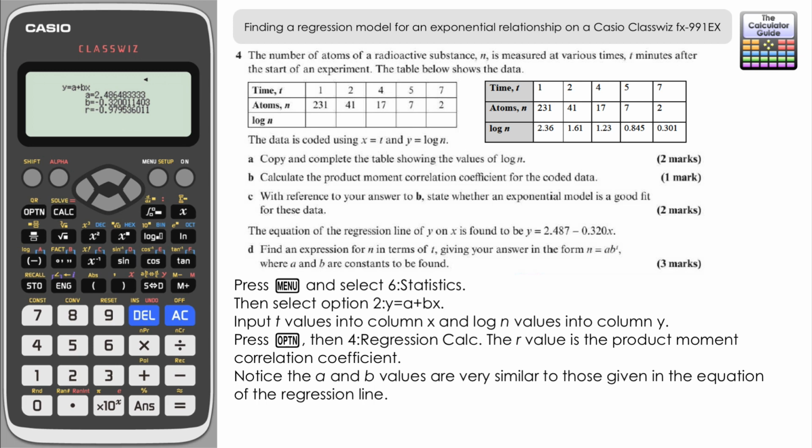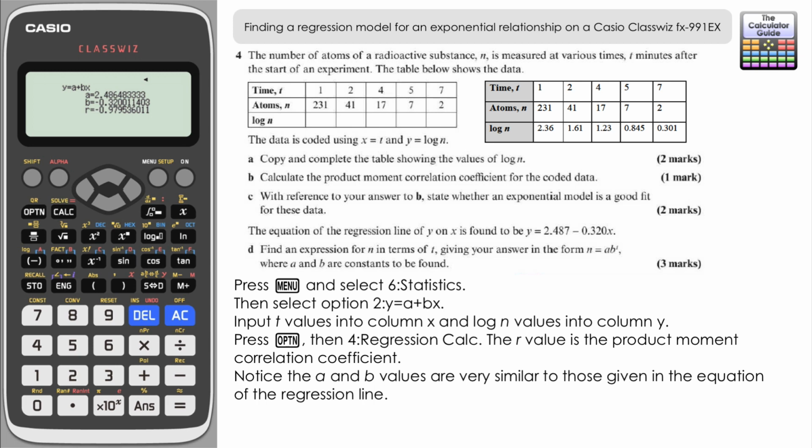But it's very close. And we can see the B there, the gradient of the equation of the regression line, minus 0.320 to 3 significant figures. That's the same as what they have here. And so that's good, that matches what we're given, so we know that we're on the right lines here.